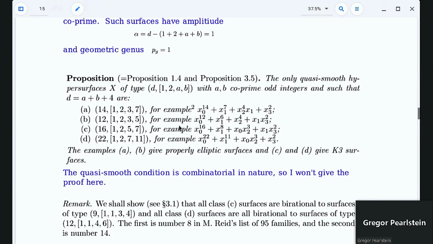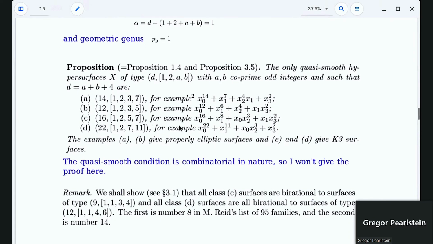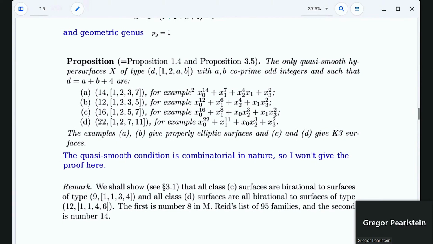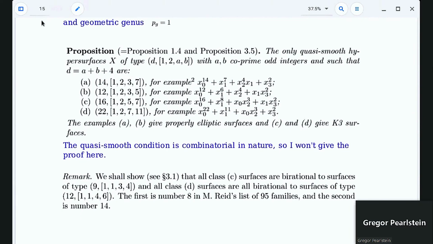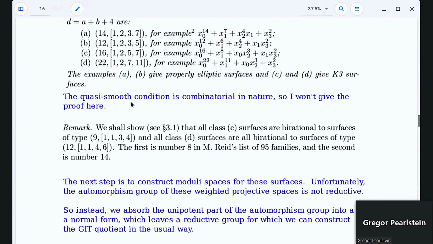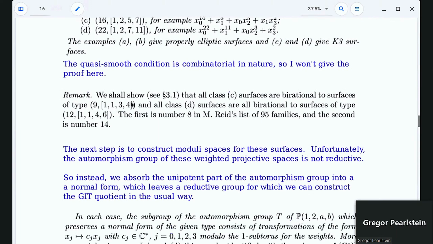Okay, so now C3.1 is all I copied from, which has that title, remarkable class of surfaces. So cases C and D, maybe they're not so exciting because they happen to be birational to this famous list. There are 2 entries in this famous list of 95 K3 surfaces produced by Reid. That's more for people who are already familiar with that work. So what's our next step? Our next step is we want to construct moduli spaces for these spaces.